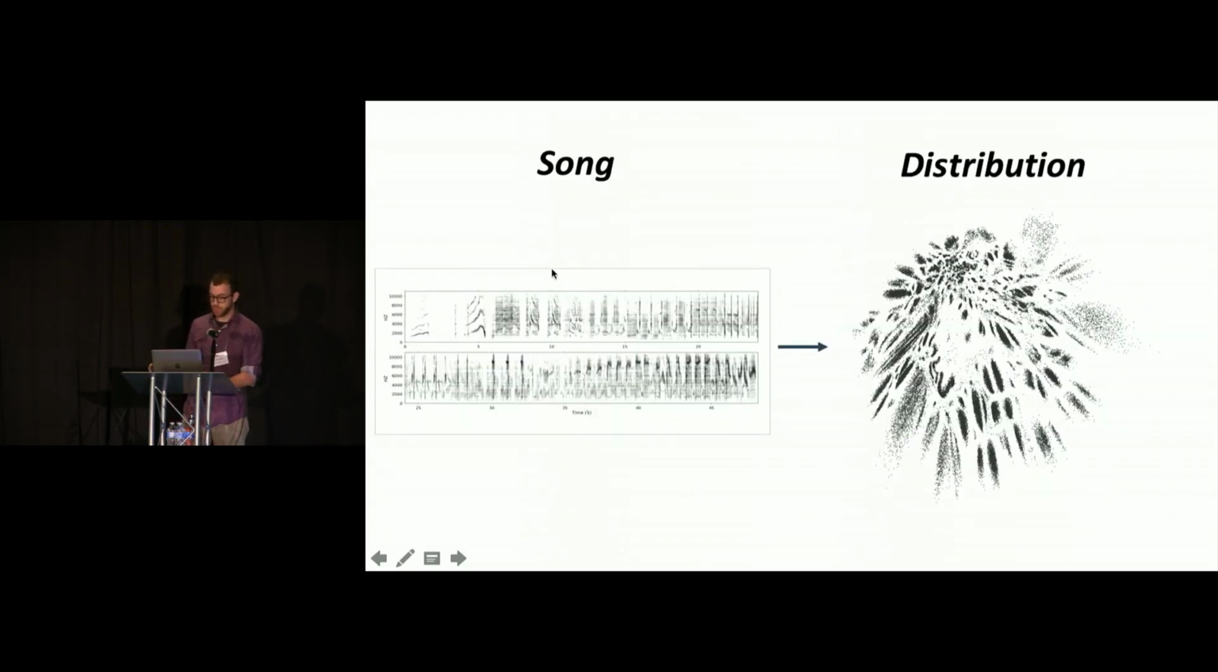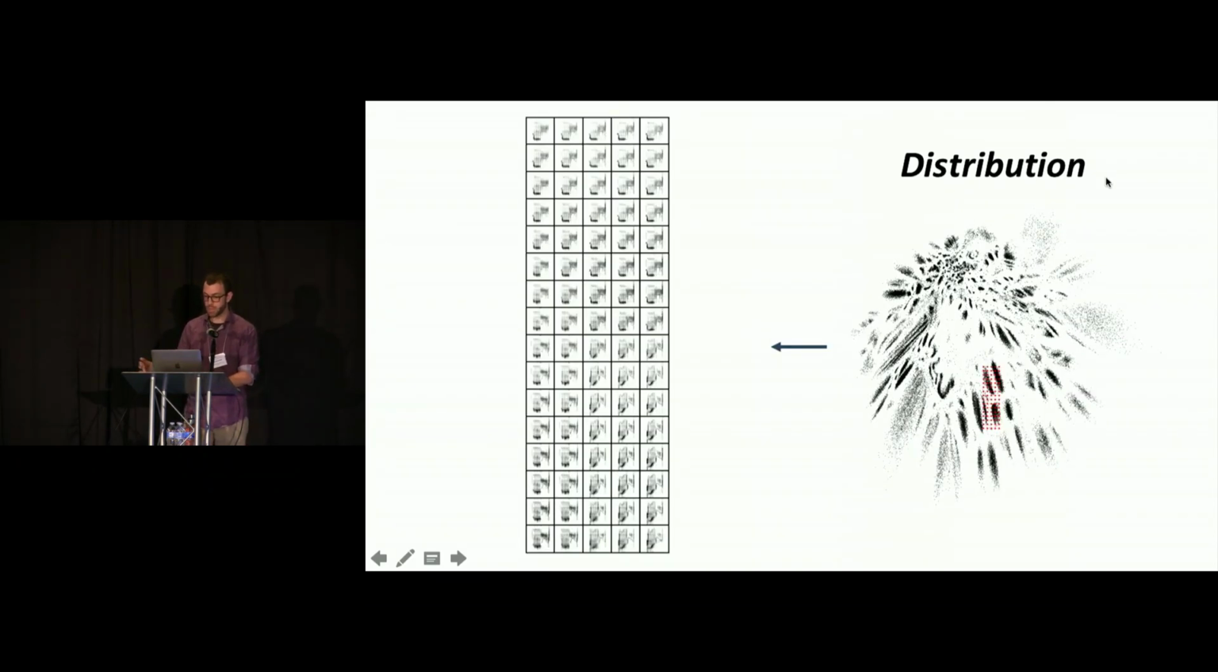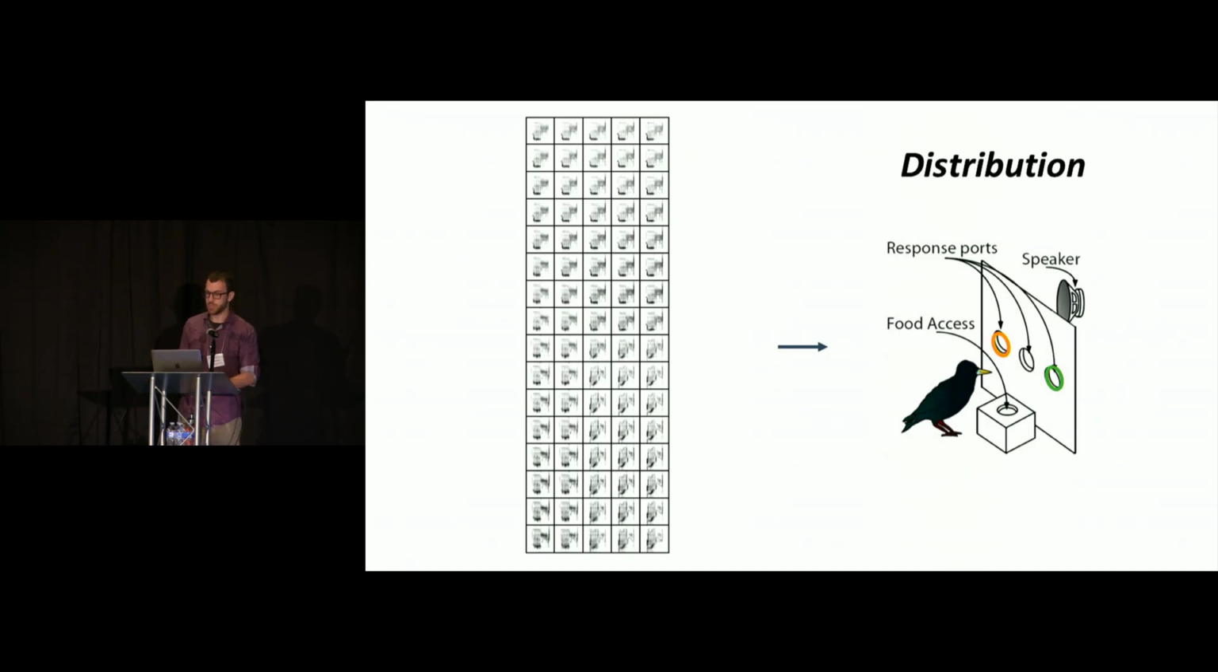And what I want to be able to do is translate that song into a distribution in a lower dimensional space. And then I want to be able to sample from that distribution and translate it back into, say, a grid or a continuously sampleable, smoothly varying grid of syllables in birdsong. And then I can use those syllables to play them back in our operant conditioning apparatuses and see if I can push around that categorical perception or warp their perceptual spaces.